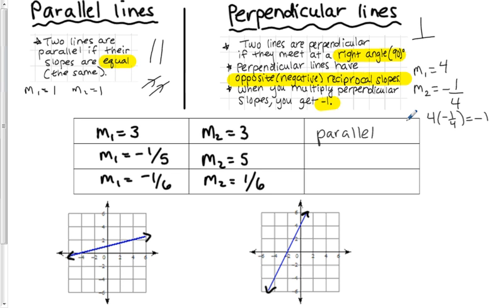Let's look at the next example. If slope 1 was -1/5 and slope 2 was 5, let's test it out. Let's multiply these two slopes and see if we get -1. -1 over 5 times 5 does equal -1. So those two lines would be perpendicular.